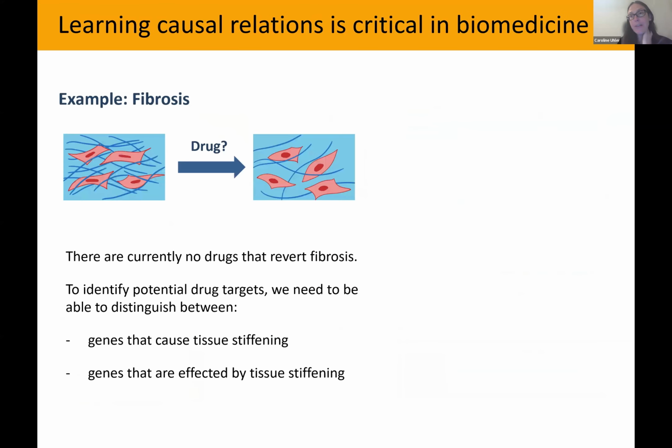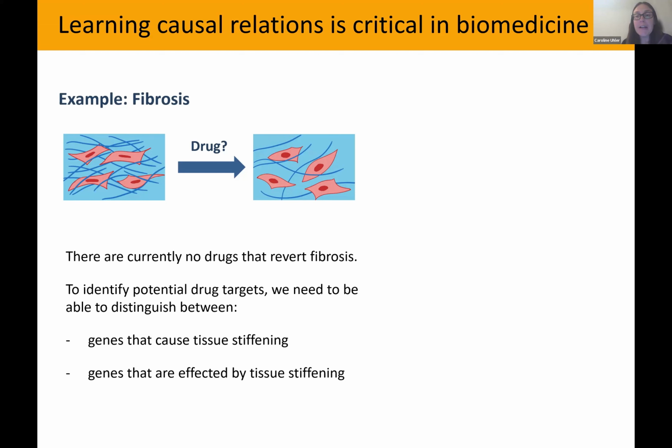Okay, so why do we need causality? I think that's probably clear for all of us here. I just have a very simple example. Fibrosis, an example where we don't have any drugs yet that can revert fibrosis. In order to identify new potential drug targets, it is really critical that you are able to identify genes or proteins that cause tissue stiffening, and differentiate that from genes or proteins that are affected by tissue stiffening. So you really need to know what is upstream and what is downstream, because only what is upstream is a potential drug target. Whatever is downstream, there will be a lot of genes and proteins that are associated and affected by tissue stiffening, but those are not good potential drug targets.